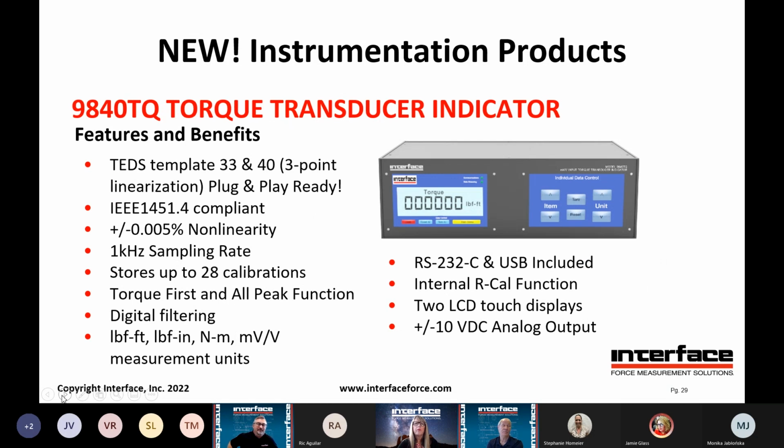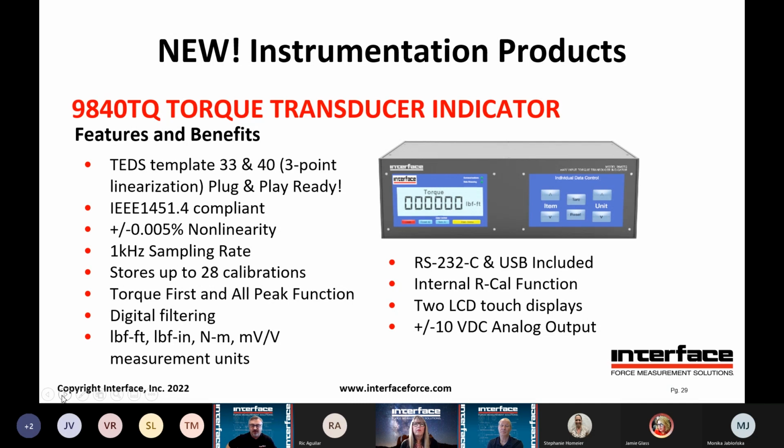9840 TQ. We've had the 9840 for a long time, single and dual channel versions. We've recently introduced a 4-channel version, which again, why would you want 4 channels? Well, this is typically a metrology instrument. So if you're calibrating a load cell and you have a triple bridge load cell, you need 1 load cell as your standard and then 3 channels for your 3 bridges. This is a new variant of the 9840. It's specifically for torque calibration.